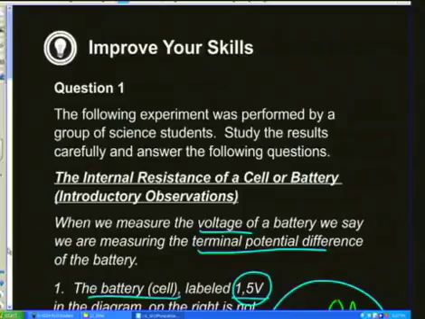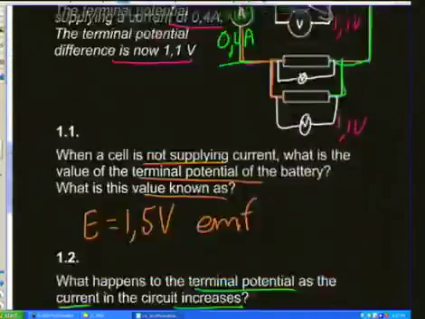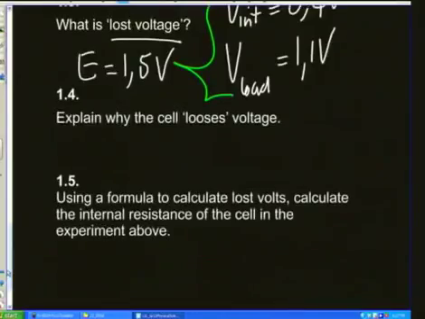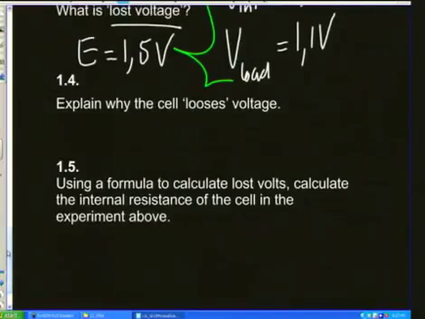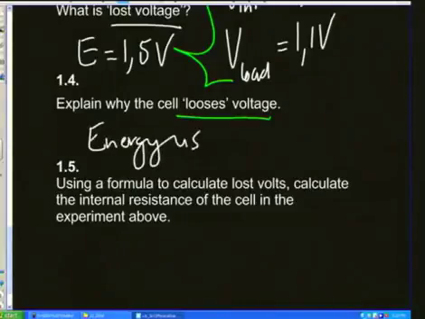Explain why the cell loses voltage. It's because there's energy used up inside the cell.